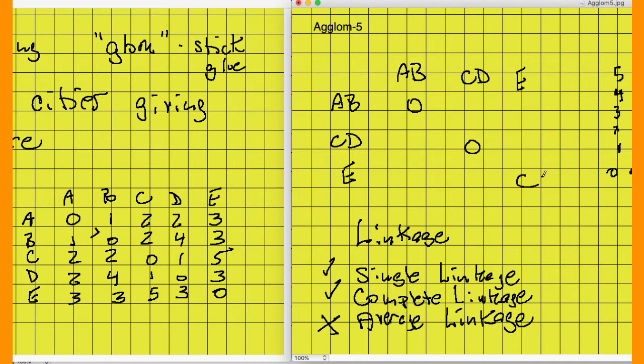So again, this is going to be on the diagonal. I come over here, and this is going to be 2, and this is also 2. Now the question is how far is it from AB to E? I take a look over here, and I see that either one of AB to E is 3. And now how far is it from CD to E? I notice over here there's a 3 and a 5. I'm going to pick the minimum one, so the minimum there would be 3.